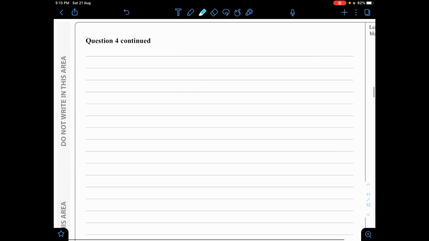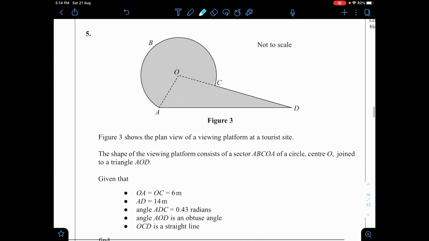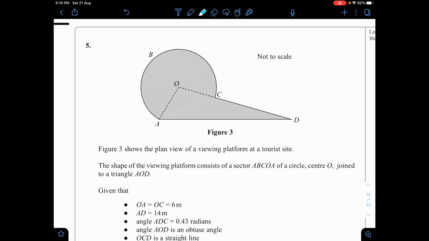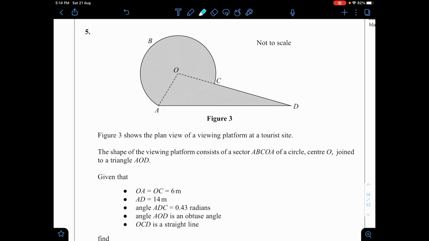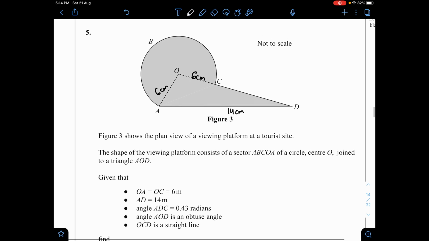Alright, so question number 5. Figure 3 shows a plan viewing platform at a tourist site. The shape of the viewing triangle consists of a sector, and they tell you information. So OA is 6 centimeters, and AD is 14 centimeters. We know this is also 6 centimeters because it's the radius. Angle ADC is 0.43 rad, and angle OAD is an obtuse angle, so it's larger than 90 degrees. And OCD is a straight line.